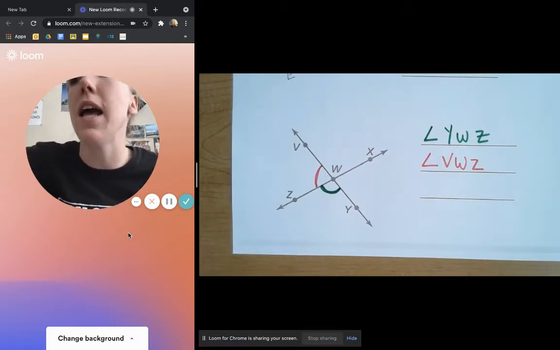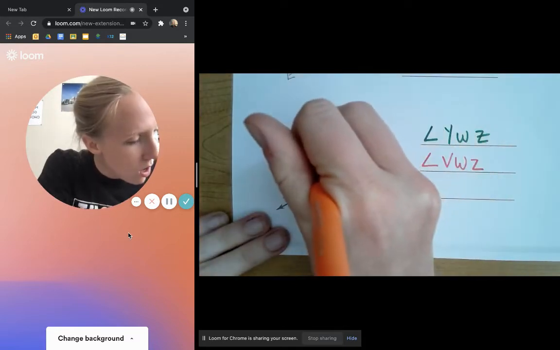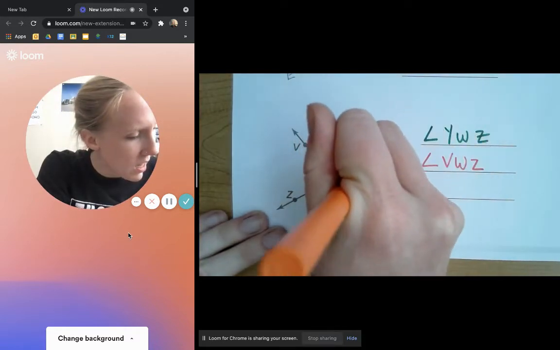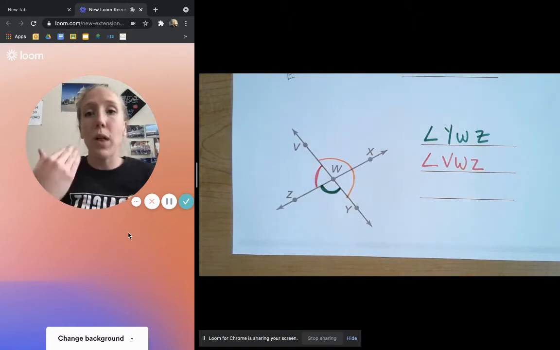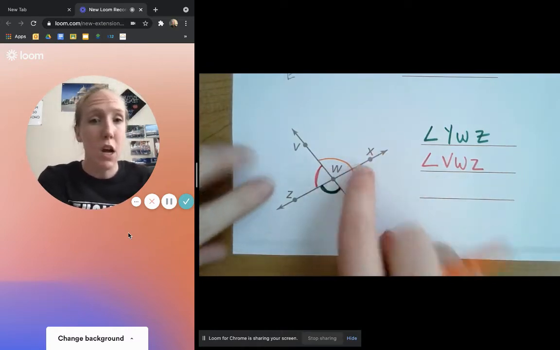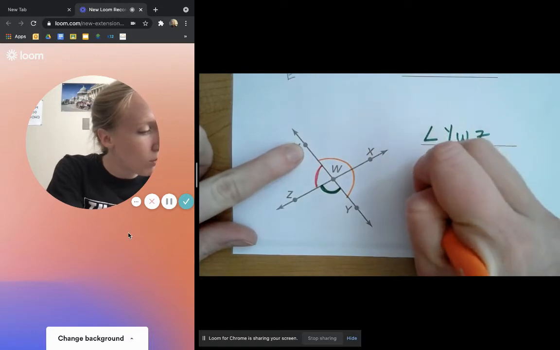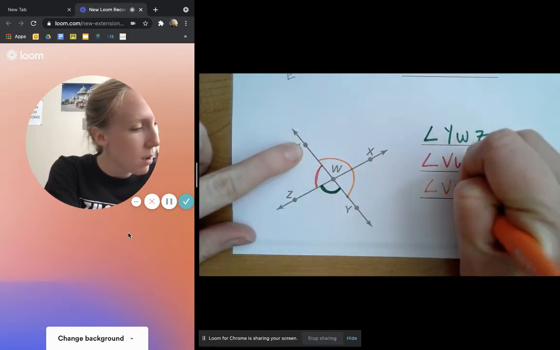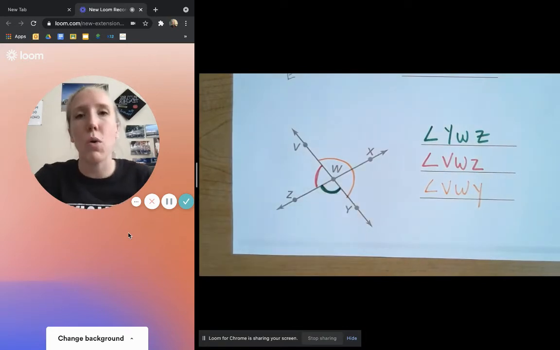Now, here's something interesting. What if I wanted an angle like this, all the way from here to here? This orange one right here. Well, I can still give the driving directions and just ignore this line in between. So it would go V to W, so angle V, W, Y. And now that is that whole orange big angle.